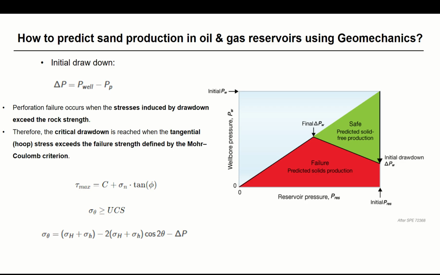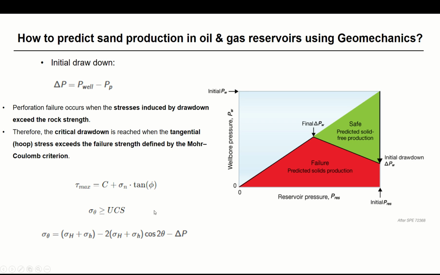So the criterion is simple. I will not go deep into details. To not have sand production, this equation should be verified: sigma theta, which is the hoop stress, should be superior or equal to UCS. And we have to build the shear criterion: the shear stress is the cohesion plus the normal stress multiplied by the tangent of the friction angle. This is the criterion that should be verified. Okay, so now we understand. And the hoop stress equals this equation minus delta P, which is the drawdown.